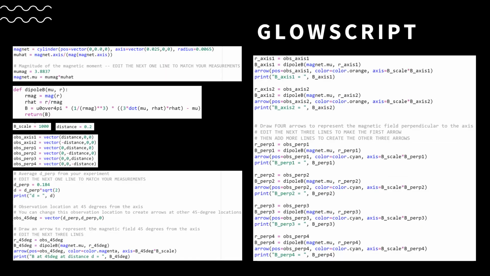Here's the GlowScript for this lab for the computational model. We solve for dipole B by calculating the r mag and the r hat and the B. And then we also have our observation of axis 1, our observation locations of the various places with the vector as well, and the distance that is calculated for. We have dperp, which is our value that we calculated previously, as well as the observation at 45 degrees. The GlowScript on the rightmost picture shows the calculations of the different axes and the different vectors that will show where the magnetic field originates.